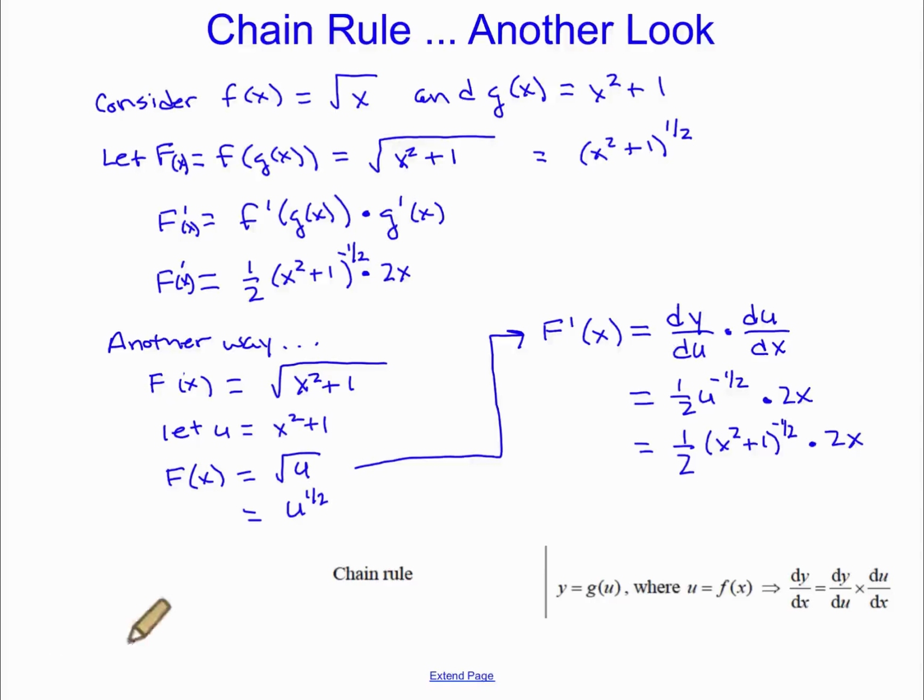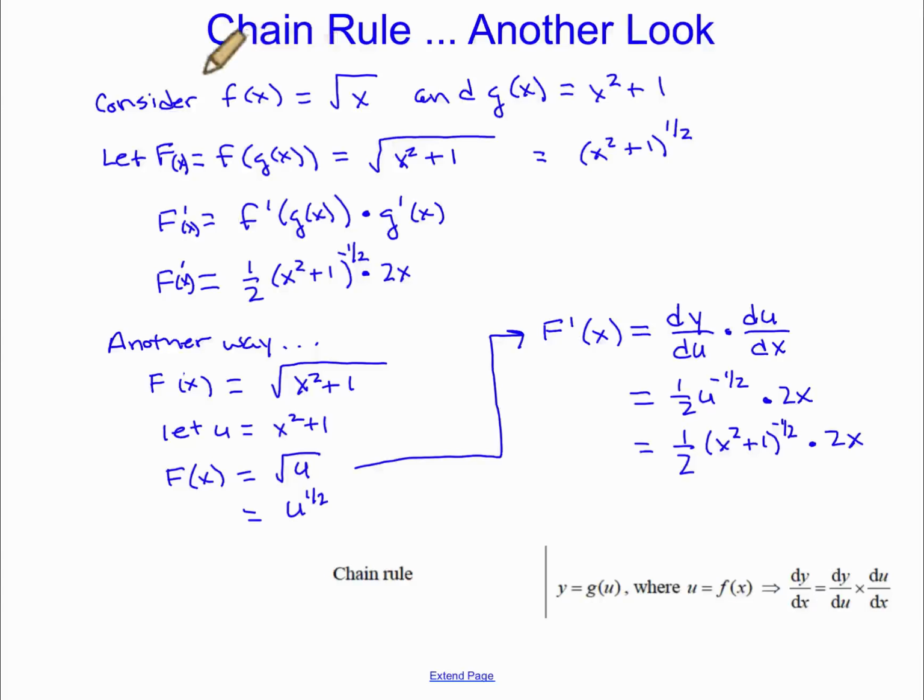Before we get going with implicit differentiation, I want to take a look at the chain rule, and perhaps you haven't seen it presented this way. Probably you have thought of the chain rule as the derivative of the outside function multiplied by the derivative of the inside function, which is true, but we're going to talk about it a bit more formally.